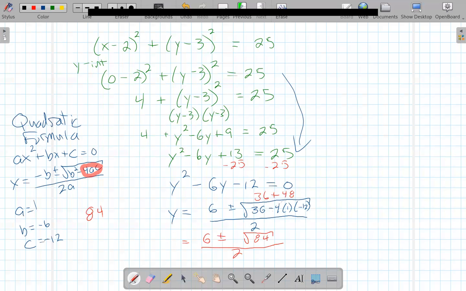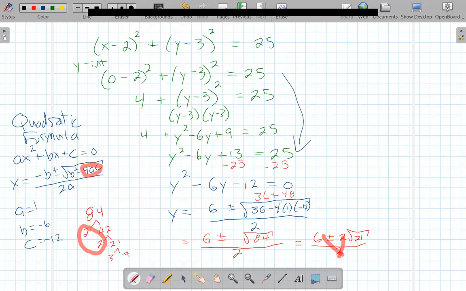So usually I make a factor tree next, unless I have a calculator that reduces roots. Some of them do. 2 goes into 84, 42 times. 2 goes into 42, 21 times. 3 goes into 21 7 times. So what I see here is that I can factor out a pair of 2's, which is what a square root looks to do. So now I get 6 plus or minus 2 times the square root of 21 all over 2. And 2 goes into 6 and 2 goes into 2.